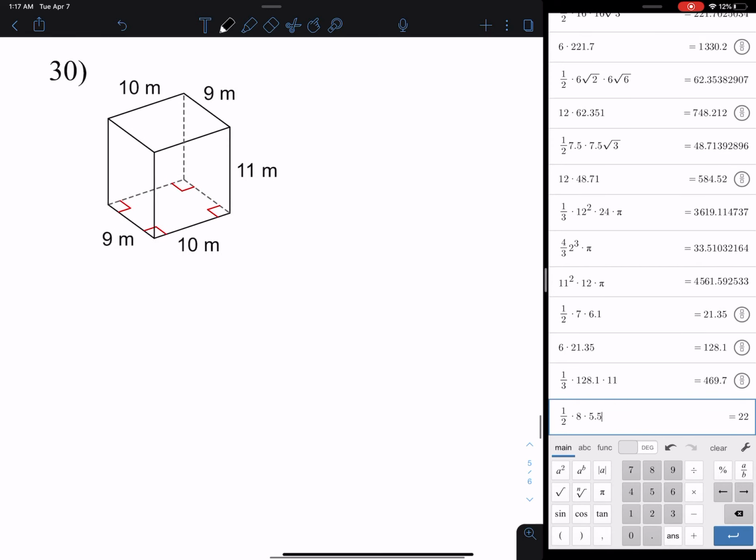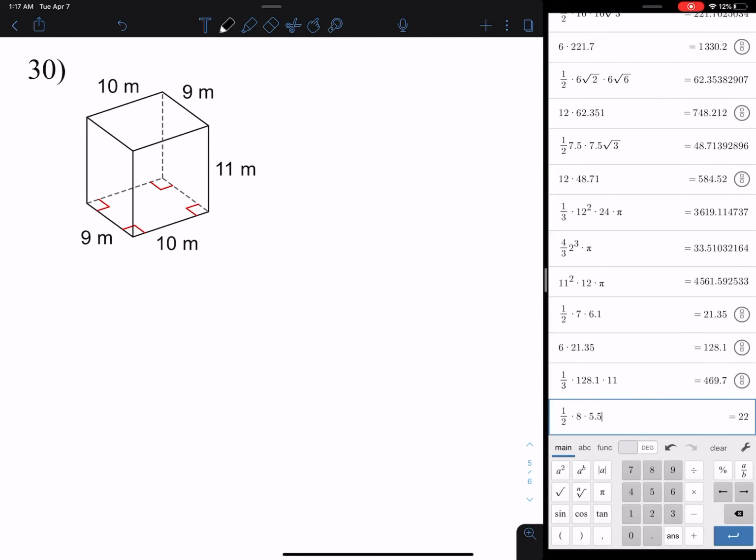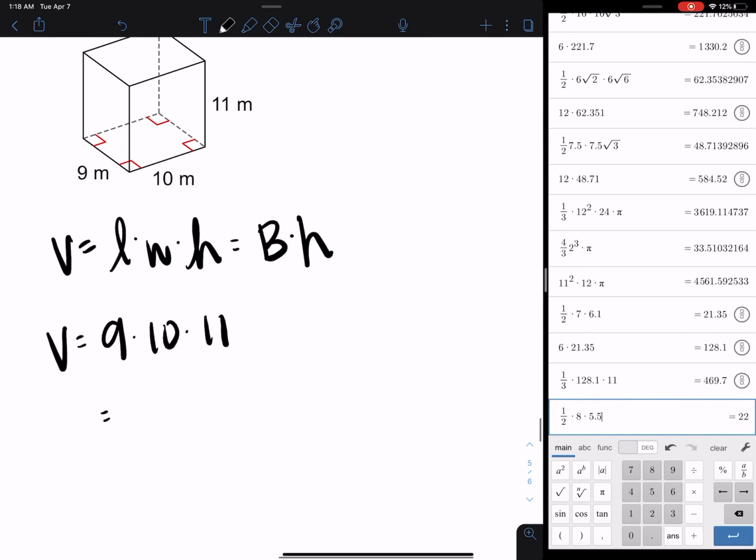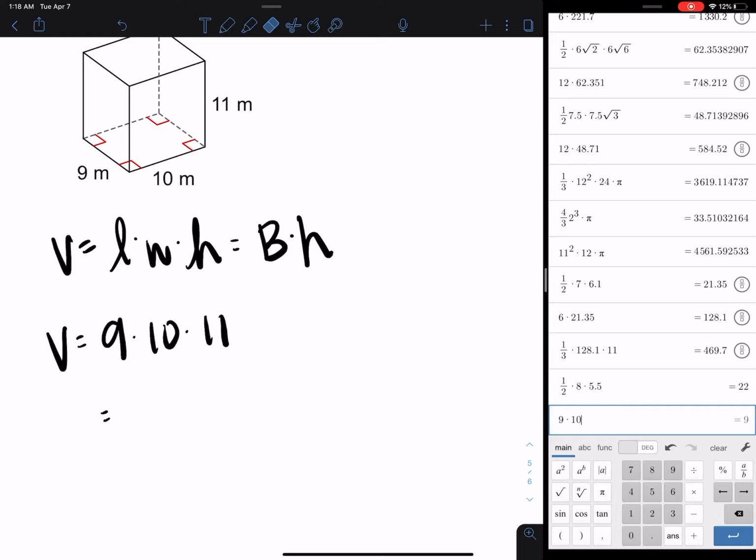Okay. Our last one is just a regular rectangular prism. So this one, you've probably learned that volume is the length times the width times the height. We could also look at it as the area of the base times the height. But either way, we're just multiplying 9 times 10 times 11. That's 990. Whoops, 990. And this is meters cubed. And that's it for the volume.